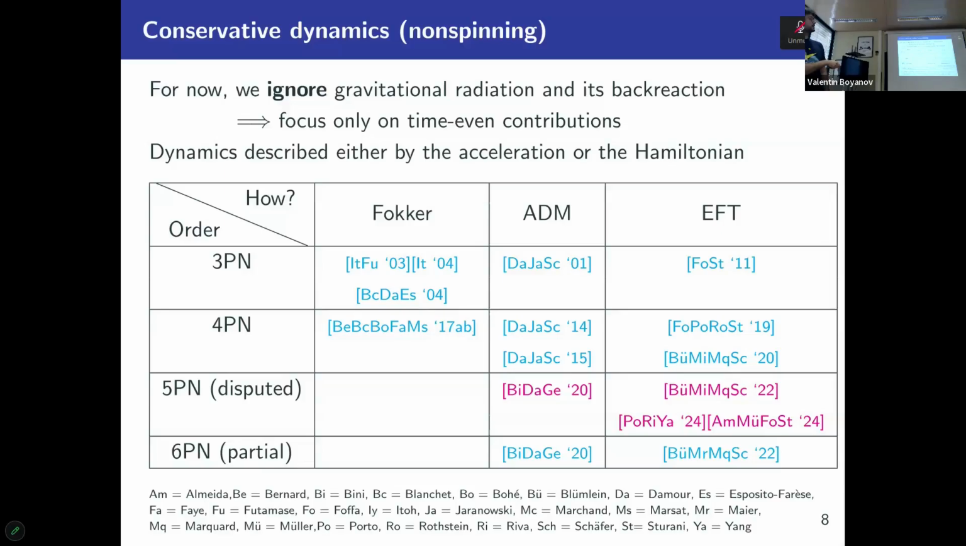And there are some recent results by Porto and then Foffa, which seem to start elucidating this problem. So the 5 Pn dynamics are close to being solved, I think, but it's not yet clear to me that it's actually the case. And 6 Pn only has partial results.